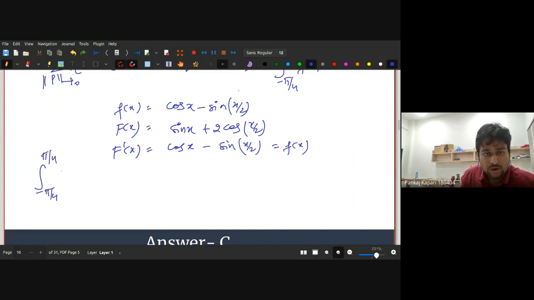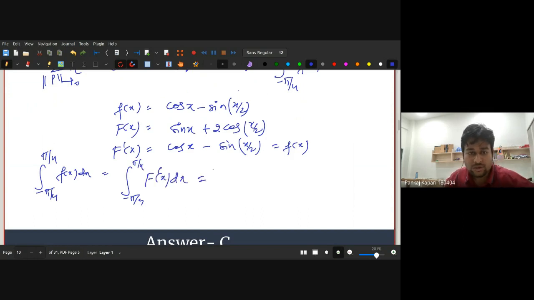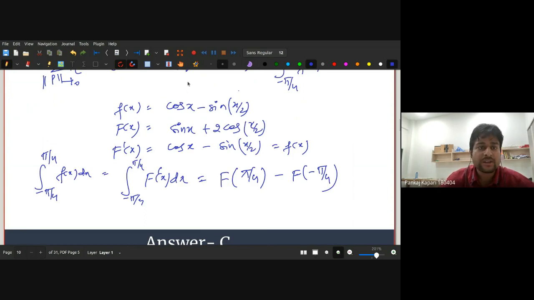Okay, and therefore if you want to calculate the integral from minus pi by 4 to pi by 4 of this function f(x) dx, that is, you want to calculate this integral, right? So here you can see that we have a derivative of capital F, and now from the fundamental theorem of integral calculus, this must be just F of pi by 4 minus capital F of minus pi by 4. Okay, so this is the limit, and now we can just calculate this limit.